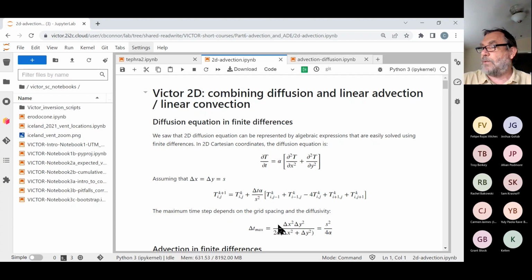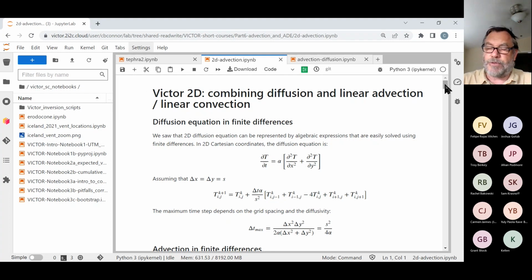We can handle that with this stability criterion: delta t max, the maximum time step we can take in the execution of the code, is equal to this train wreck over here. It's just delta x squared times delta y squared, divided by 2 times the diffusivity and the sum of the squares of those grids. And if delta x equals delta y, then we can just express it as s squared divided by 4 alpha. So we're usually okay if our time step is no larger than that.